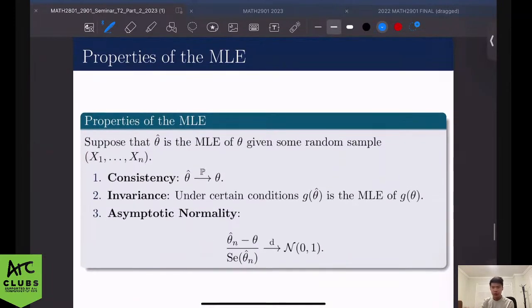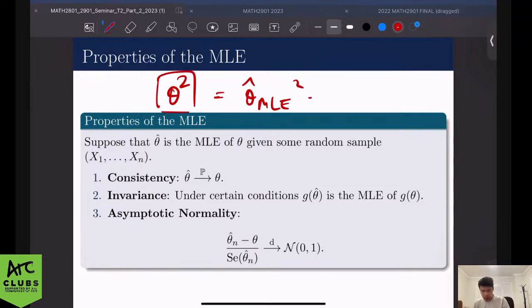So, MLE properties. The MLE has a number of properties. One of them is consistency, so it's consistent. It converges to the actual number in probability. Then invariance, which means that if you want to estimate a function of the parameter, say the parameter squared, all you do is take the MLE and square it. And that's also the MLE of the square.